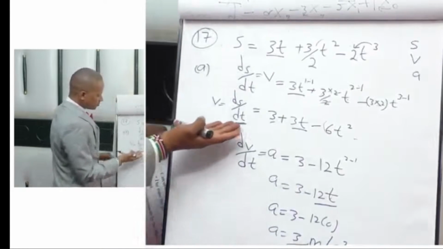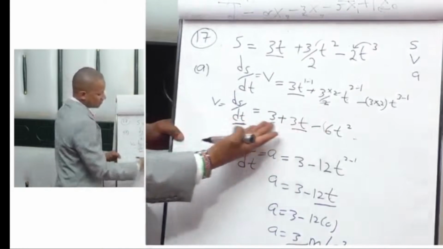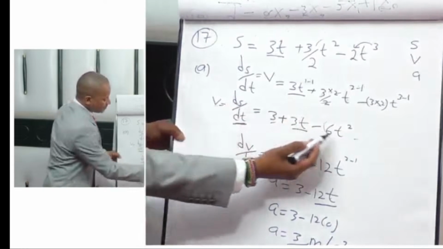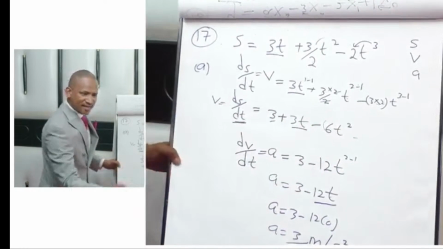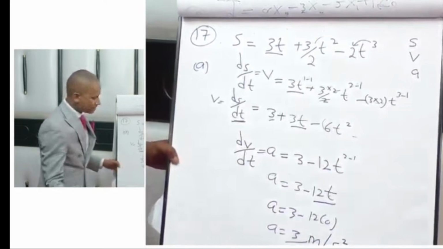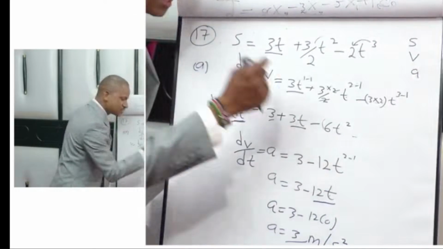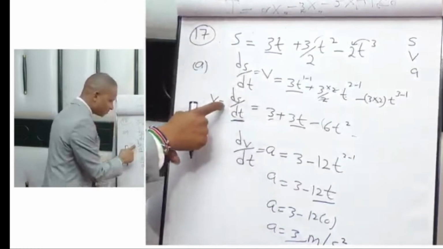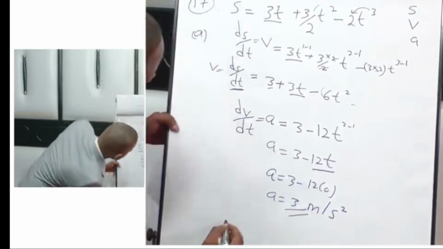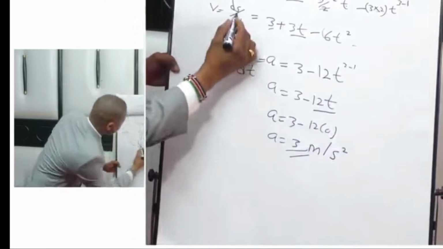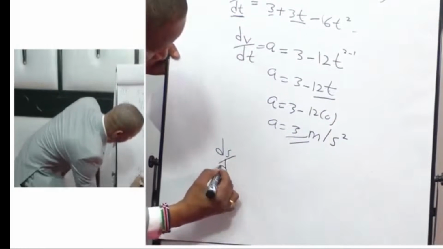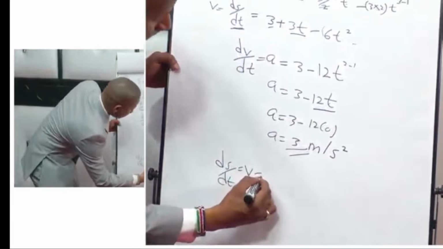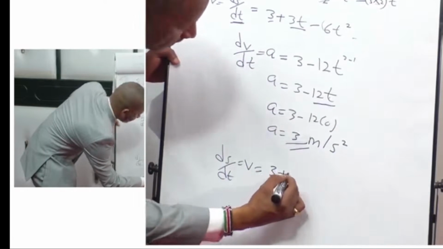So you just come because you've already differentiated velocity here. Then you equate this velocity to 0. Then get the time, that is what it wants. Because it was at rest, it is not moving, velocity is 0. So you come here. You say, this is for velocity, ds/dt, which is velocity, equals 3 plus 3t.